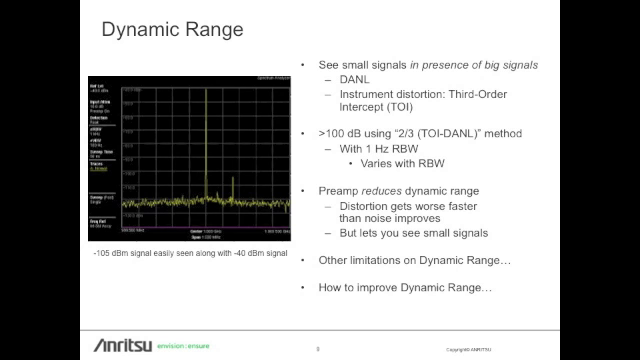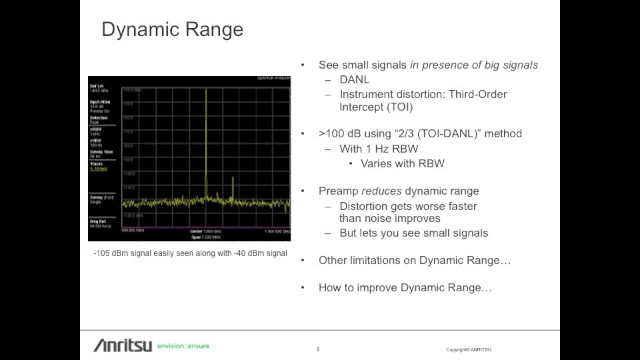Closely associated with noise level is dynamic range. We could have a whole other webinar on this, and we'll briefly cover some of the aspects. But the idea here is that we can see small signals, but now in the presence of big signals. And this happens a lot out in the real world. So the instrument spec of DANL is obviously pretty important because that's the low end.